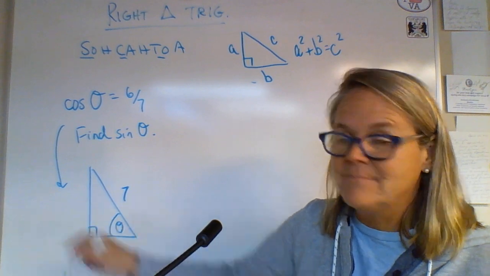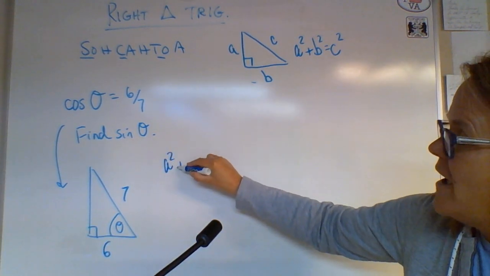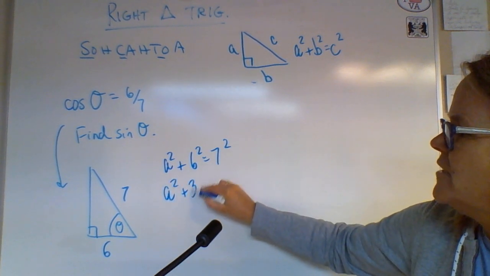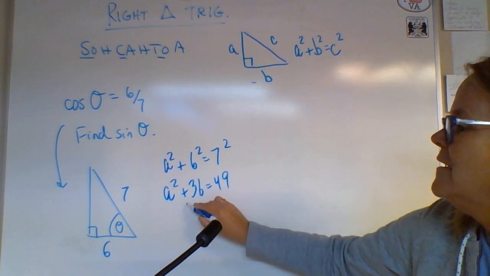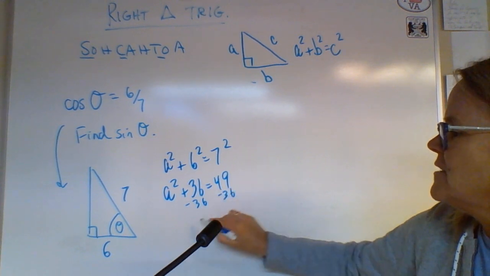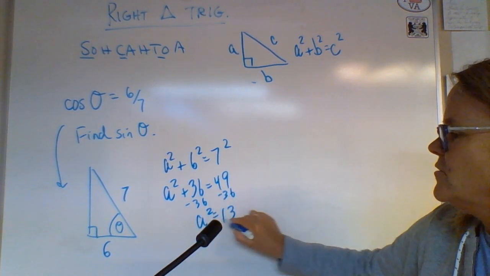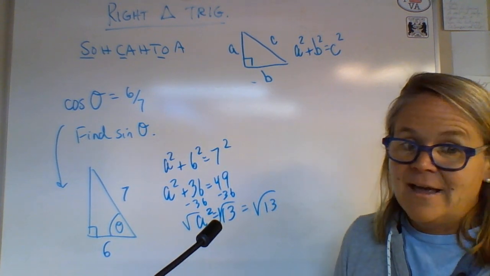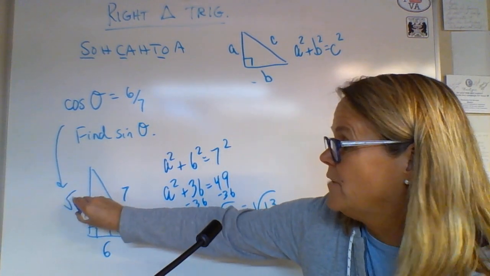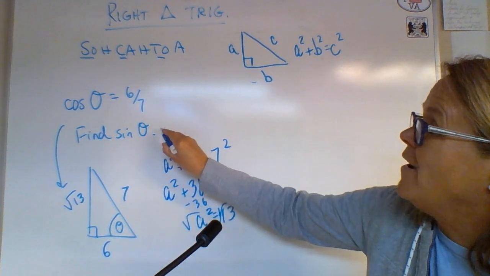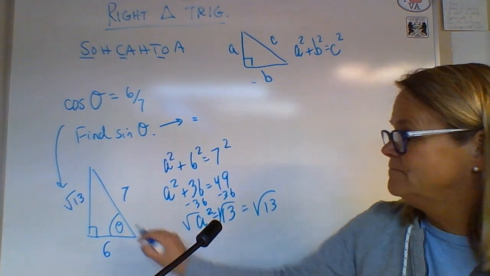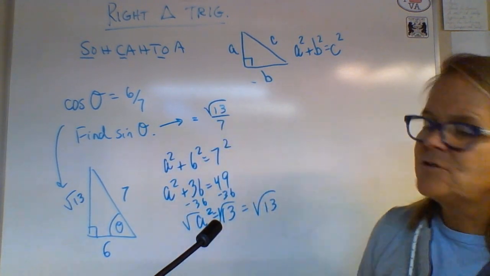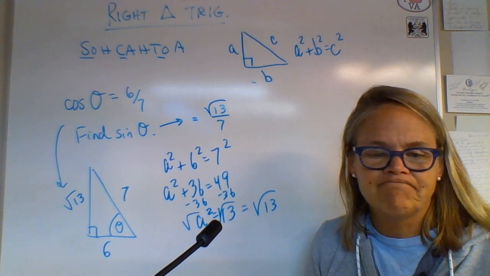Now, if I need the sine, I need opposite over hypotenuse. I don't have that. So I have to do Pythagorean theorem. I'd get a squared plus 36 equals 49. Subtract 36. A squared equals 13. You got the square root of 13. It can't reduce. It's the square root of 13. So what is the sine of theta? Opposite over hypotenuse, square root of 13 over 7. Okay?